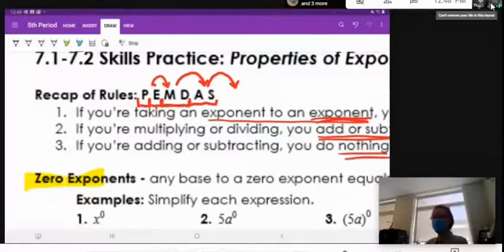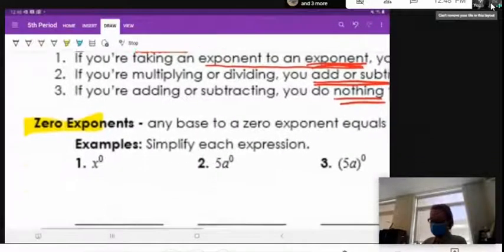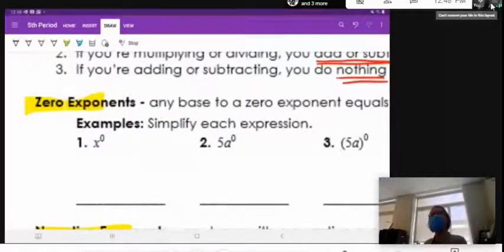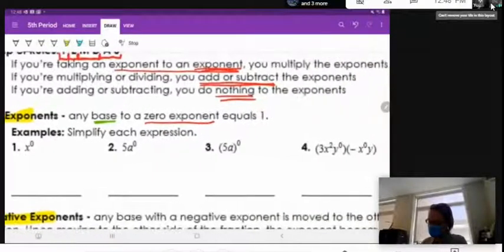Okay, so let's move on to what I really wanted to get to today. I promised you that we would talk about 0 exponents. An exponent of 0 just turns your base into a 1. So let me zoom out so we can see this.